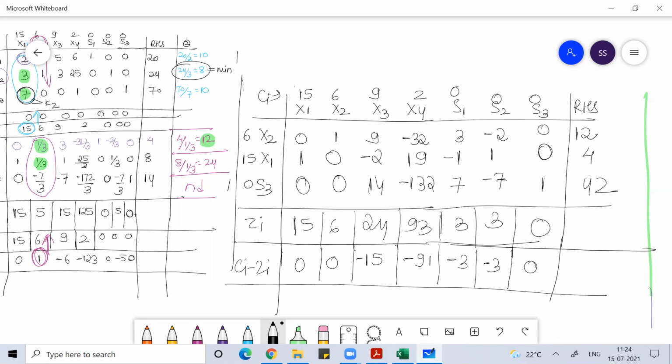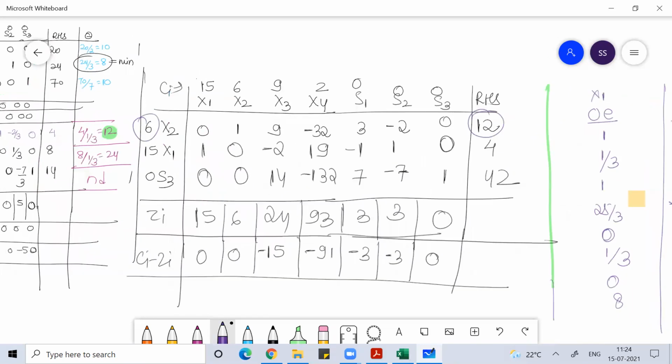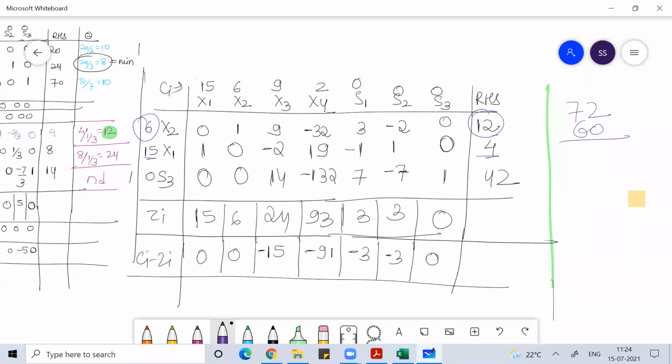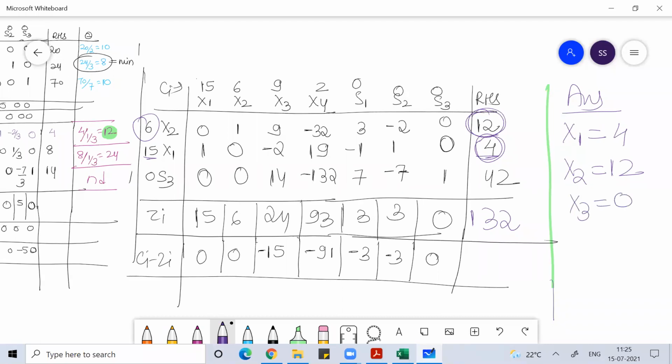So you can find your Zi value. So your Zi value will be how much? 6 into 12, that would be 72. And 15 into 4, 60. So you get 130. So this will give you the answer. You can see all your Ci minus Zi is either 0 or negative. So your answer is x1 corresponds to 4, x2 corresponds to 12. x3 and x4 are not here, so x3 will be 0, x4 will be 0, and the maximum value of z that you will get is 130. This is your final answer.